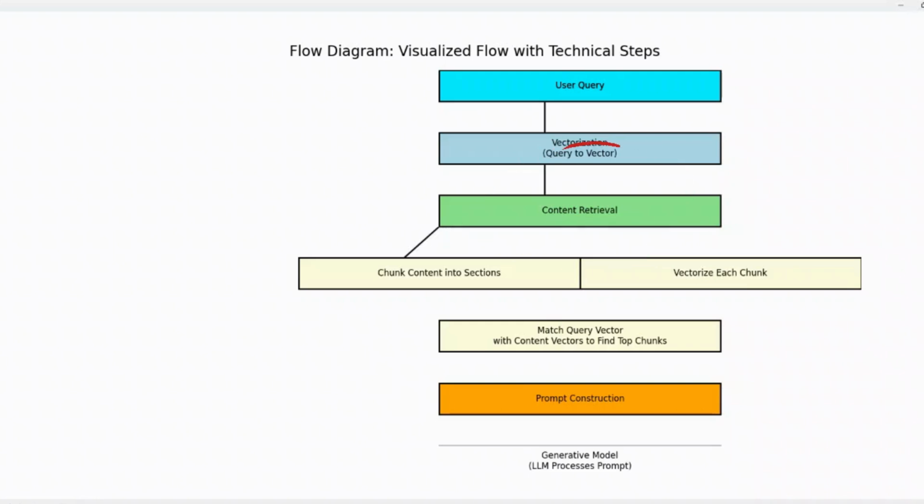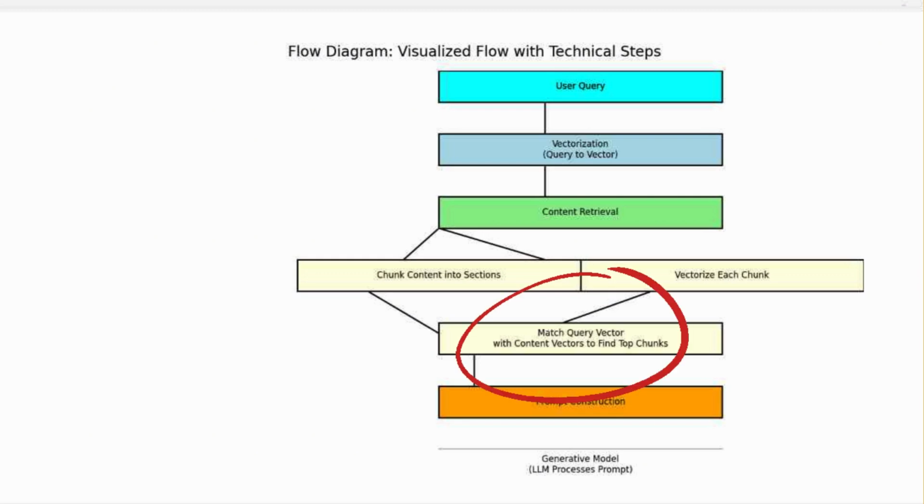In this step, the content is broken down into chunks. Each chunk is vectorized individually to facilitate comparison with the query vector. We then match the query vector with the content vectors to find the most relevant chunks. Once we have the top content chunks, we move on to prompt construction. Here, the retrieved chunks are combined with instructions and the original user query.